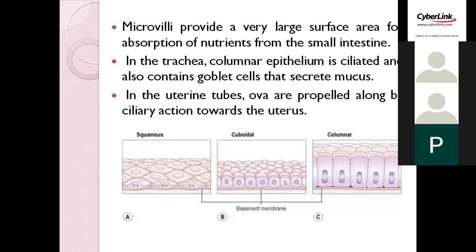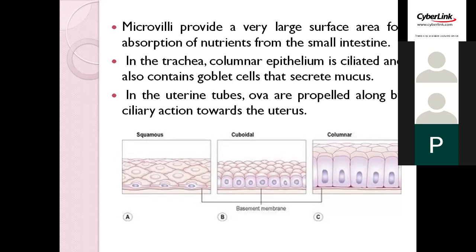So sputum, okay? That is the main reason why we cough out whatever sputum is being collected. We used to cough it out. That is how it is done with the help of these ciliated cells. And it also contains goblet cells that secrete the mucus. These goblet cells are specific types of cells which secrete this mucus.